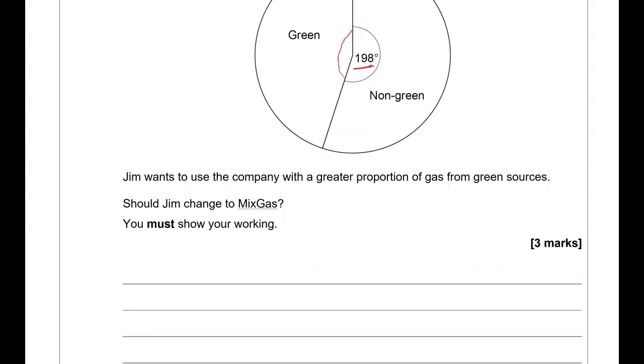So 360 take away 198 gives us 162 degrees. Now, that is 162 out of 360.